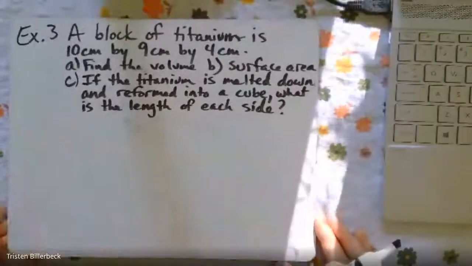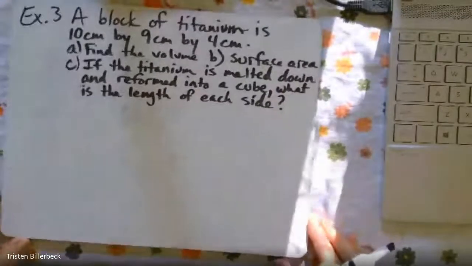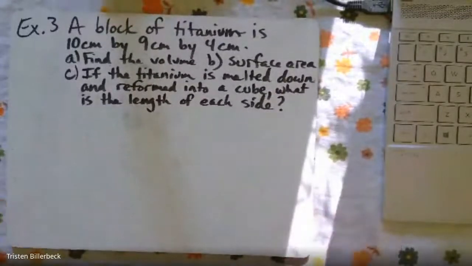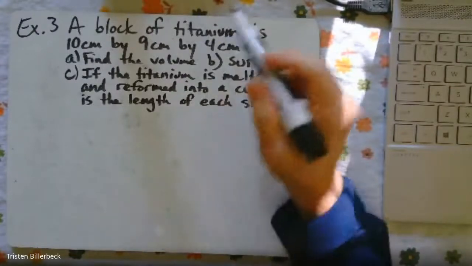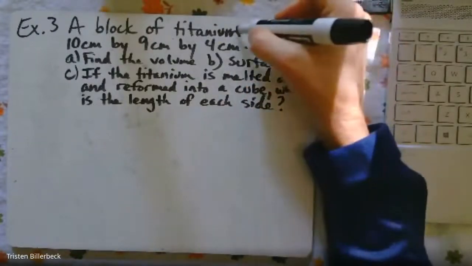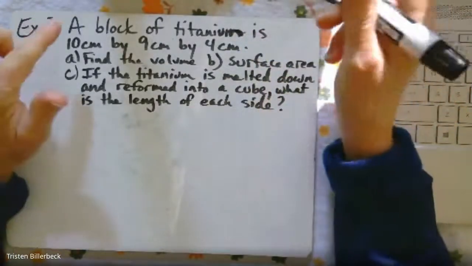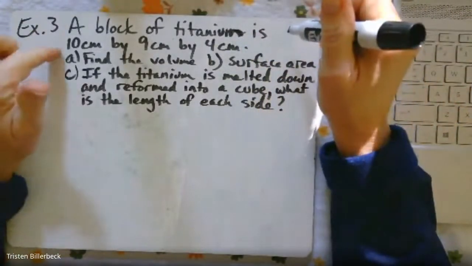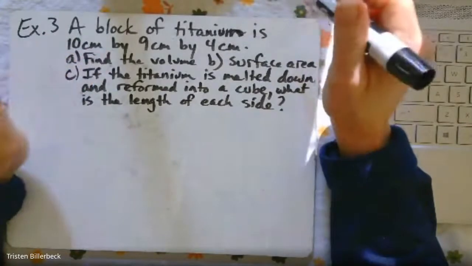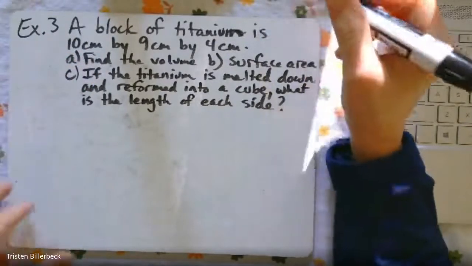Okay, example 3. Changed it up a little from your book. Your book was talking about copper, but I like titanium. Titanium is so much stronger than copper, and it's really a cool alloy. So a block of titanium is 10 centimeters by 9 centimeters by 4 centimeters.